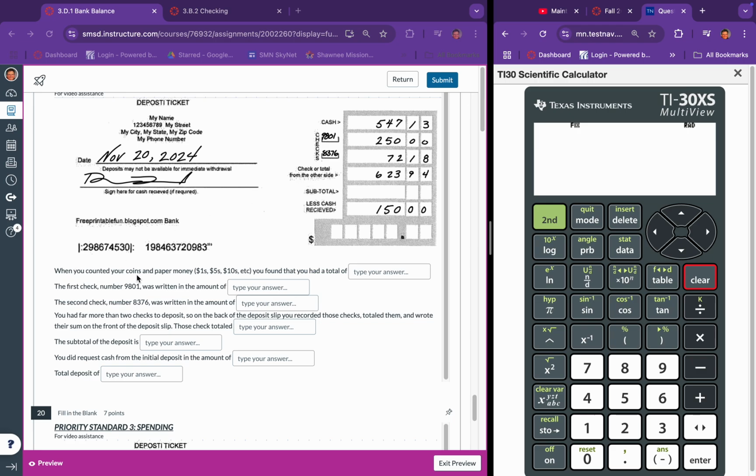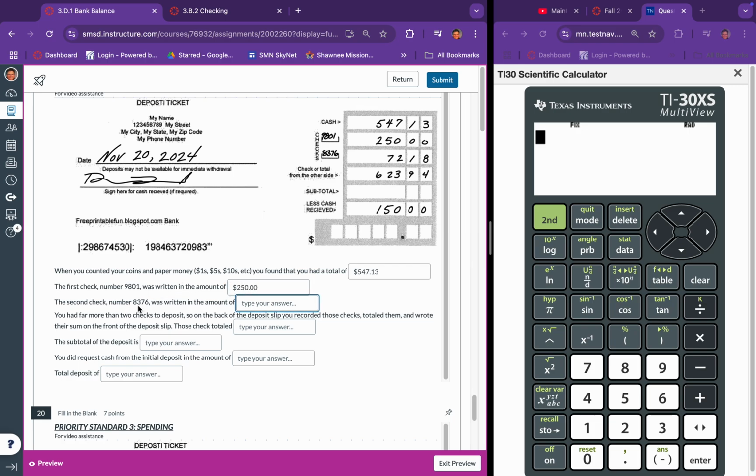When you counted your coins and your paper money, your ones, your fives, your tens, etc., you found you had a total of, that's this first row where it says cash, $547.13. So right here, you're just going to put $547.13. The first check, number 9801, was written in the amount of $250. So you're just going to put $250.